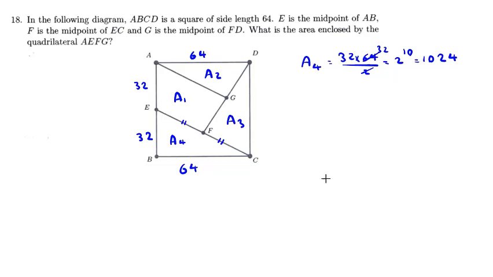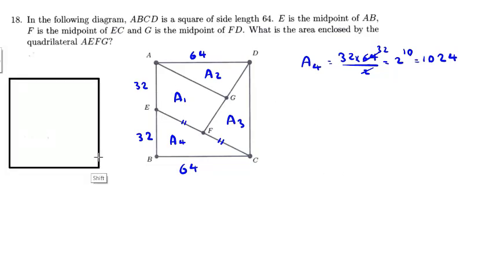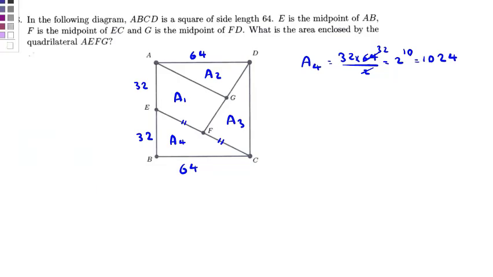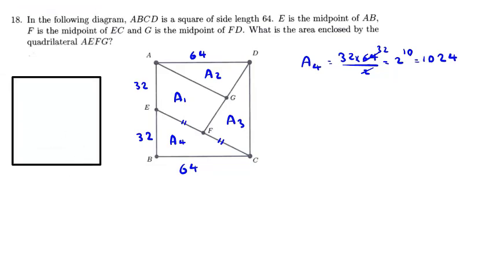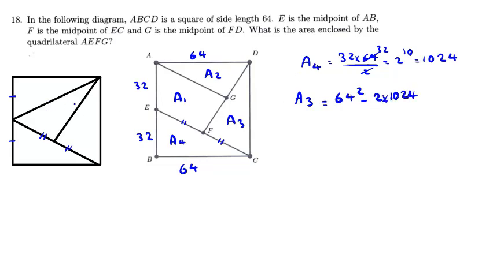If I want to find A3, let me show you here. Or let me draw with this. And okay, so if I want to find A3, it is A3 and this one. Okay. So it is what? It is 32. 32. It is equal to A4. So if I want to find A3, I say what? If I subtract these two areas from the whole square, it will be 64 squared minus 2 times this, 2 times 1024.